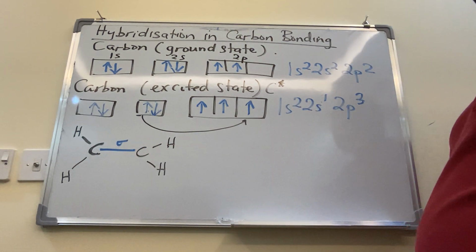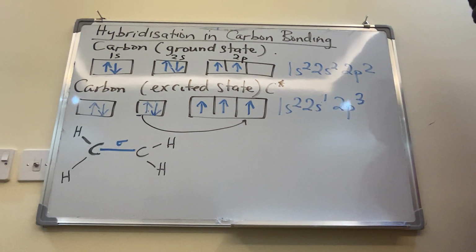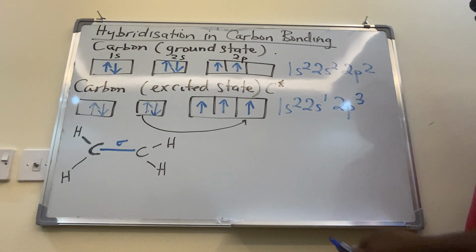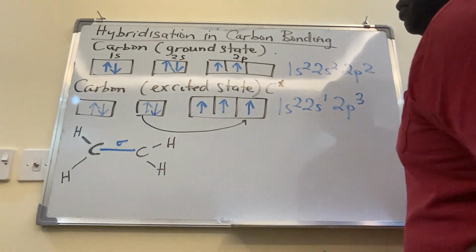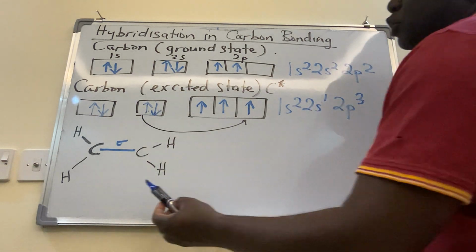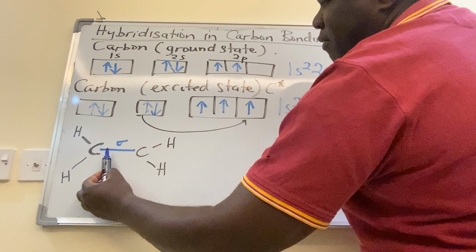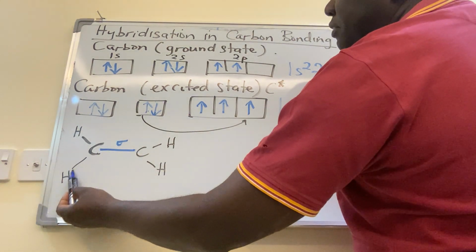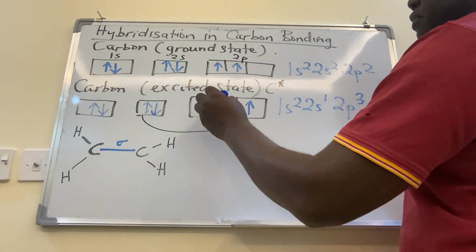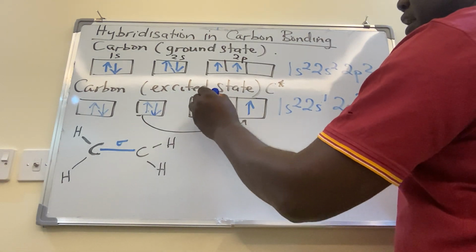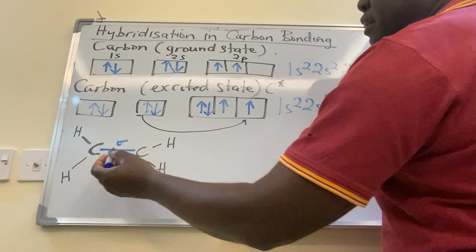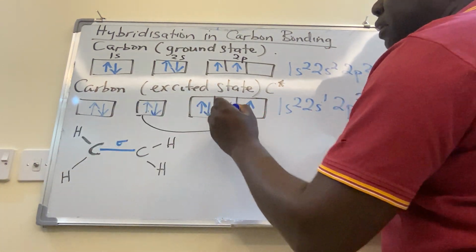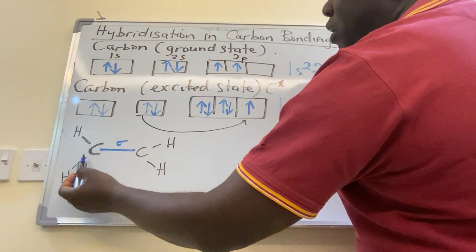Remember that a sigma bond refers to the head-on overlap of orbitals. So we have a sigma bond, and then that 2s orbital is done. If you look at this carbon, what is happening here is also what is happening there. We're going to have a hydrogen forming a bond here, and then another hydrogen forming a bond. So we have 1, 2 bonds.